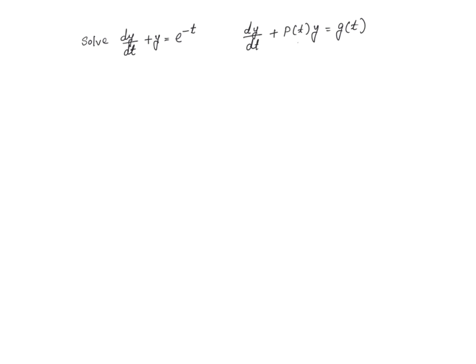Here p of t is just the coefficient of y. In this equation, the coefficient of y is 1. And g of t, we really don't need it here, which is just negative e to the power negative t.